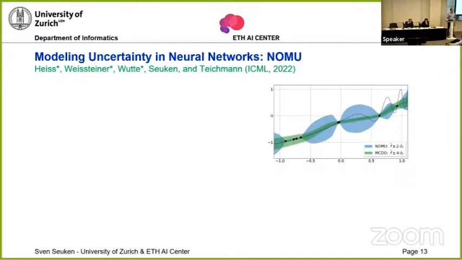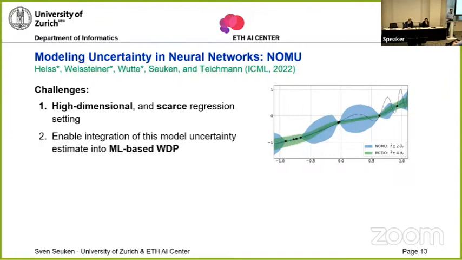However, there was no approach that we could use to form a model about this uncertainty that we could then optimize over. So we started out by developing a new approach, and this was challenging because we are in a high dimensional space with very scarce data, and we had to make sure that any model we come up with allows us to, at the end, fit it into a machine learning-based winner determination problem that we can still solve.